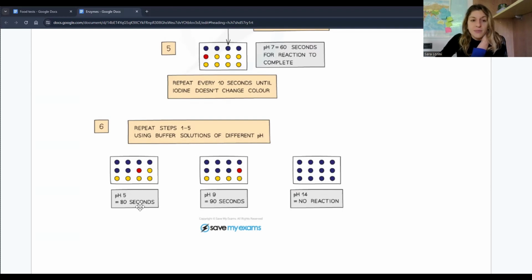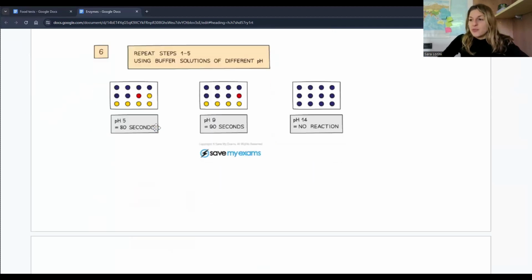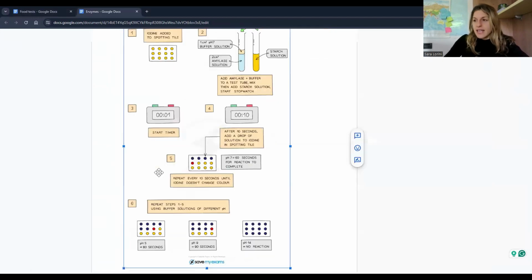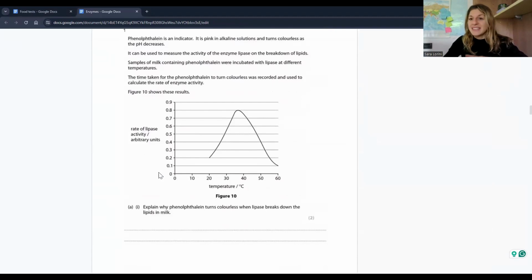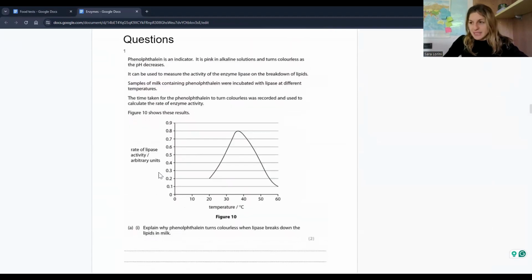It would be 5 because notice that it digests or breaks down starch faster. At pH 14 it has become denatured because it is beyond the optimum. So those are the experiments that you might have done, okay? And I think they're quite useful to see. But remember, the questions that you're asked could be completely different.